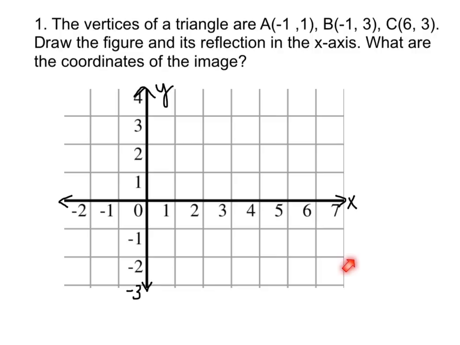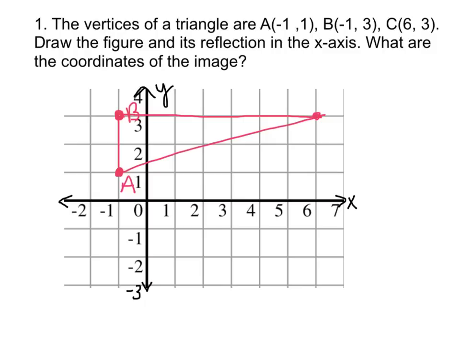And label your points. So negative 1, 1. Here's negative 1, 1. This is A. B is negative 1, 3. That means I go left 1, up 3. Then C is at 6, 3. So I go right 6. 1, 2, 3, 4, 5, 6, up 3. So my triangle would look like that. All right, now I need to reflect this over the x-axis.